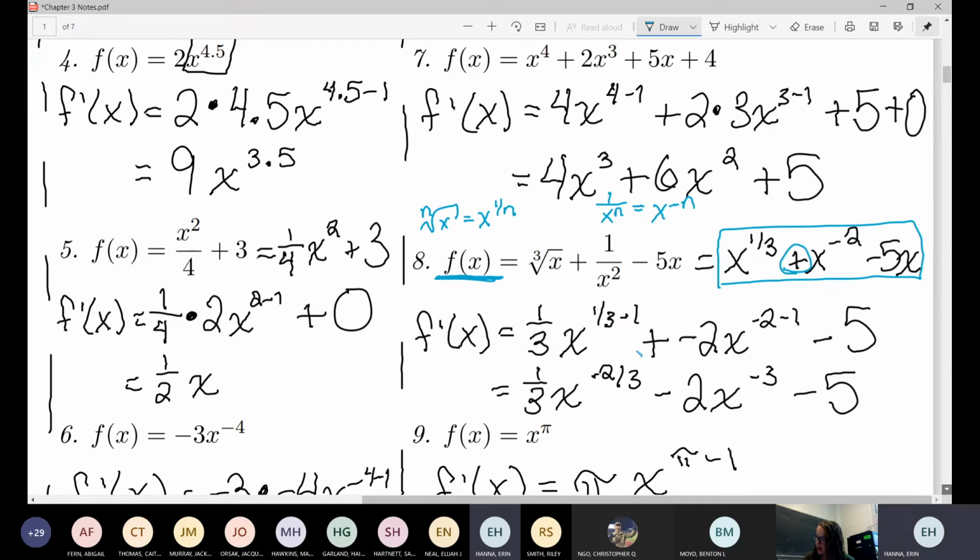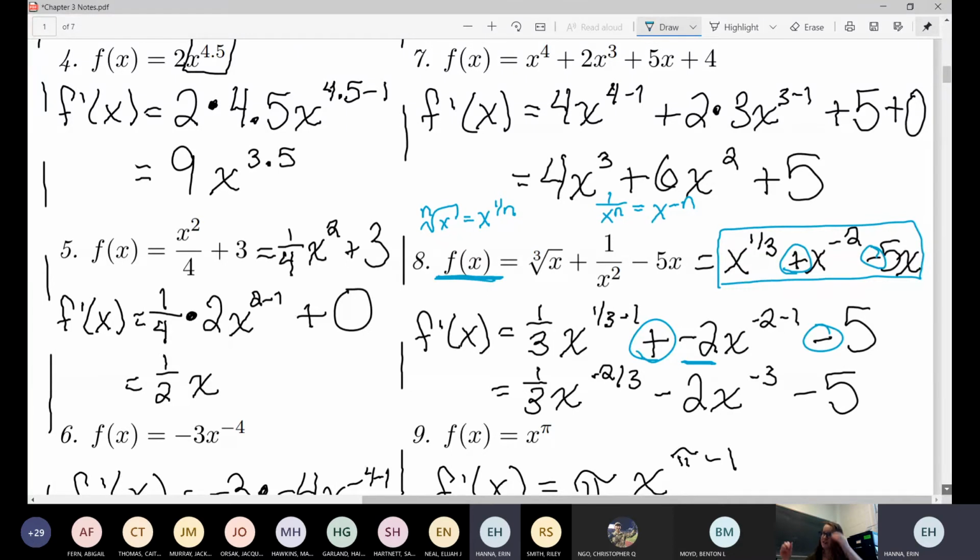And then I have to add that to the derivative of x to the -2nd. Power rule tells me bring that power out front. Bring the power out front, subtract 1 from the power, so we have x to the -2nd minus 1. And then we have to subtract the derivative of x.